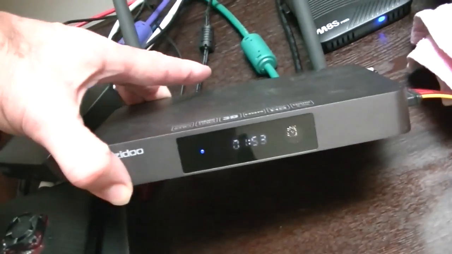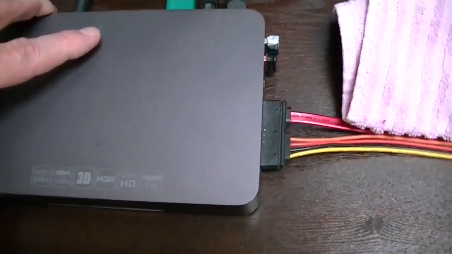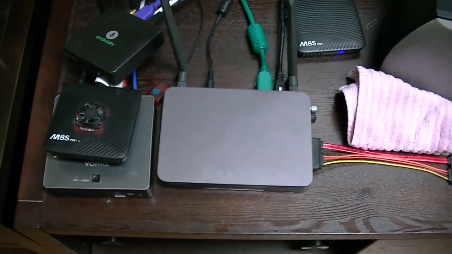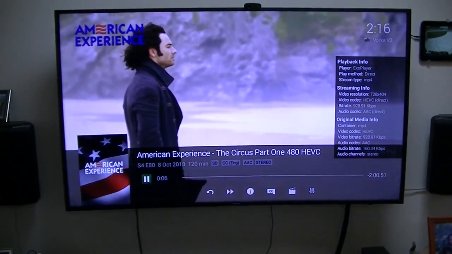It's got a clock on it. Again, it's got the port for a hard drive. It's actually got a power switch on the back of it. But anyway, that was an expensive box that I never use.